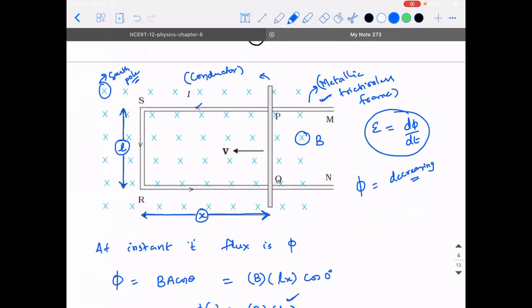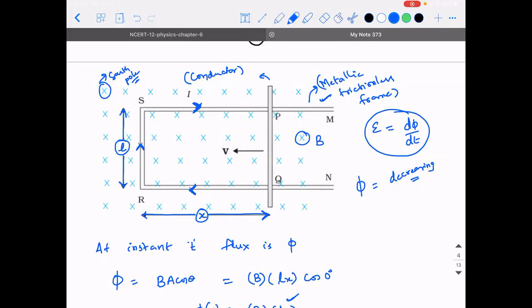There is a mistake in the diagram. One minute, wait. So when the conductor is moving to the left, the flux is decreasing, obviously, because the area is decreasing. When the flux is decreasing, it should generate the opposite polarity. When it is facing the north pole, it should generate the south pole. So actually, the diagram is wrong. The current should be in this direction. Okay, current should be in this direction.